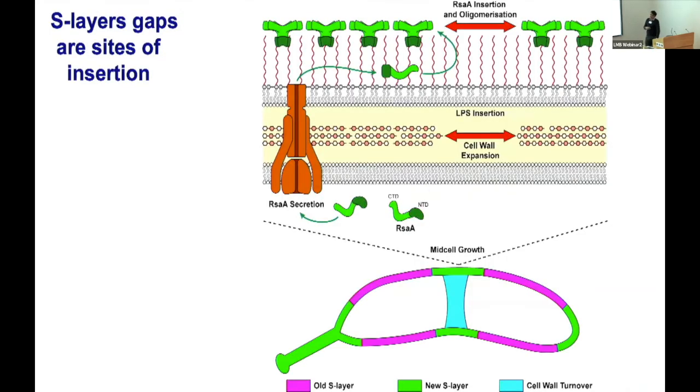So this is our current hypothesis on S-layer biogenesis. There's new membrane and new peptidoglycan and new LPS molecules being synthesized at the mid cell and at the old mid cell, which is the cell pole. At these sites, there are gaps in the S-layer. These secreted S-layer molecules are waiting underneath the S-layer, and they just go and fill out these gaps, as shown, as a new S-layer insertion.